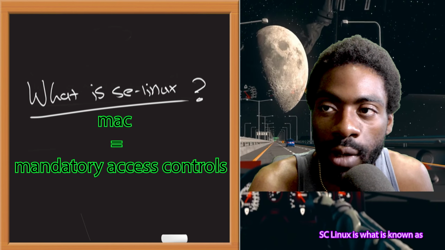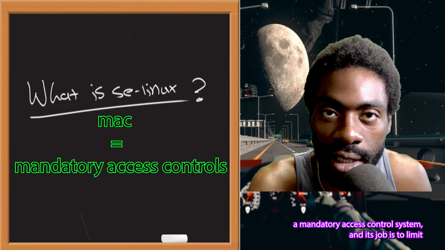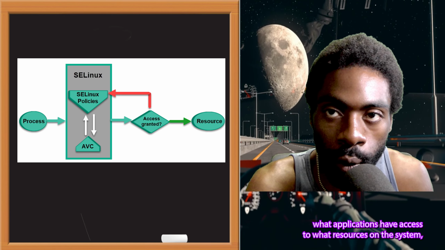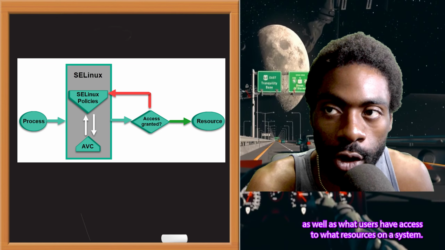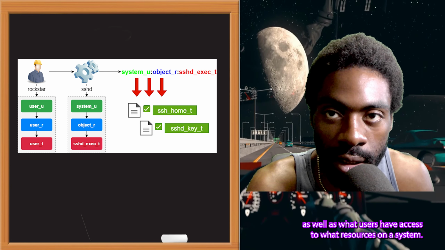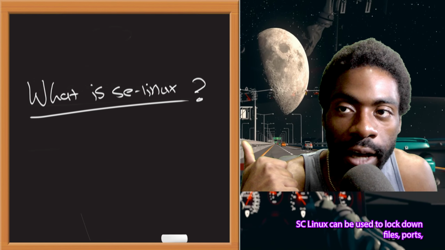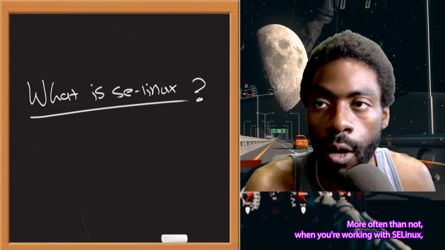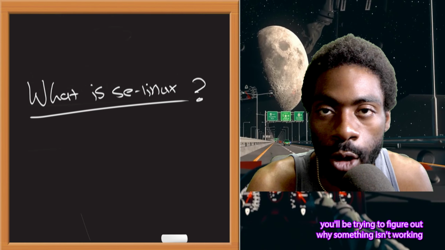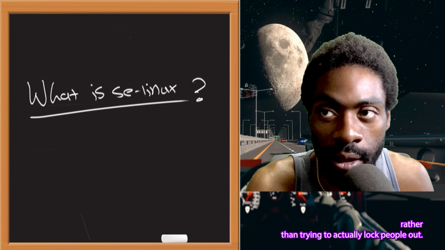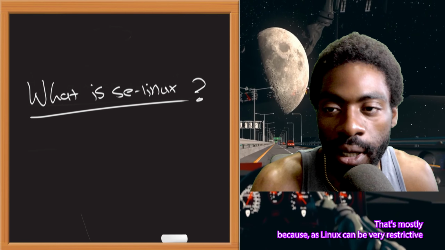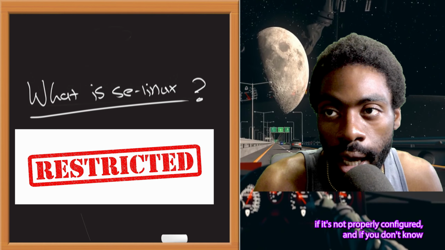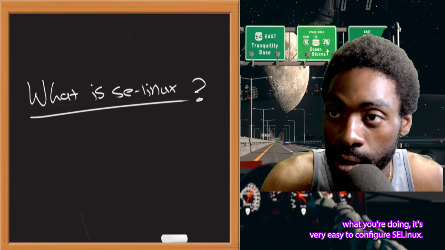SE Linux is what is known as a mandatory access control system, and its job is to limit what applications have access to what resources on a system, as well as what users have access to what resources on a system. SE Linux can be used to lock down files, ports, services, and lots of other stuff. More often than not, when you're working with SE Linux, you'll be trying to figure out why something isn't working, rather than trying to actually lock people out. That's mostly because SE Linux can be very restrictive if it's not properly configured. And if you don't know what you're doing, it's very easy to misconfigure SE Linux.